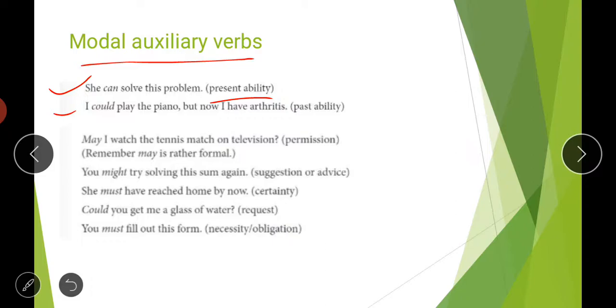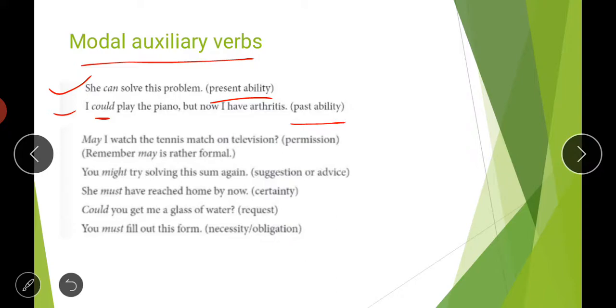So because of that joint pain, I cannot play piano now, but I was having the ability to do that in the past. So here we have used the word could, means we are having that ability in past. So past ability को express करने के लिए we use the word could.